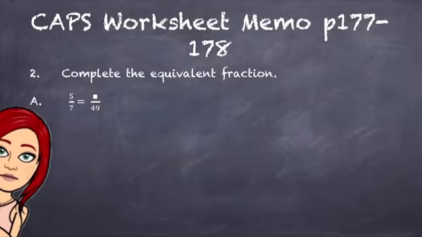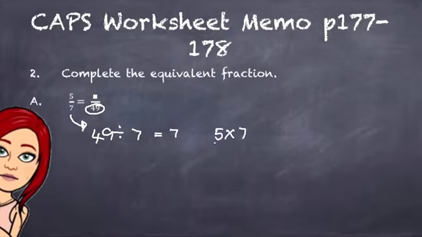Next one. Complete the equivalent fraction. Now remember, equivalent means numbers that aren't the same but equal to the same amount of space. In order to get the 5 over 7 to be equivalent to something over 49, I have to take this denominator, 49, and divide it by the 7 to see what I did to get there. 49 divided by 7 is 7. What you do to the bottom, you do to the top. So it's going to be 5 times 7 over 7 times 7, which gives me 35 over 49.